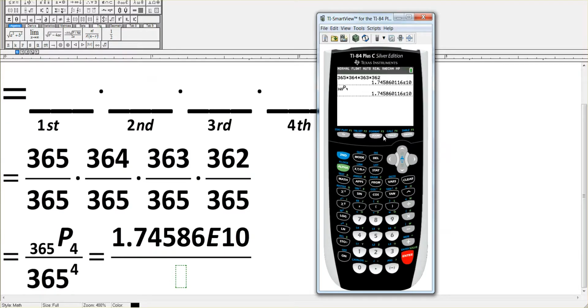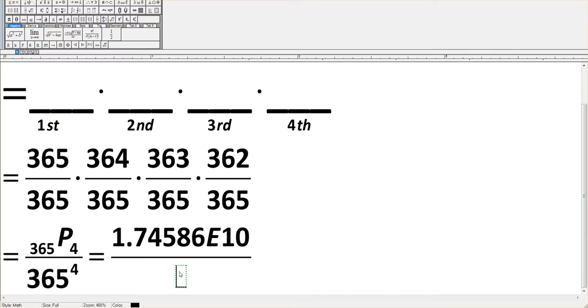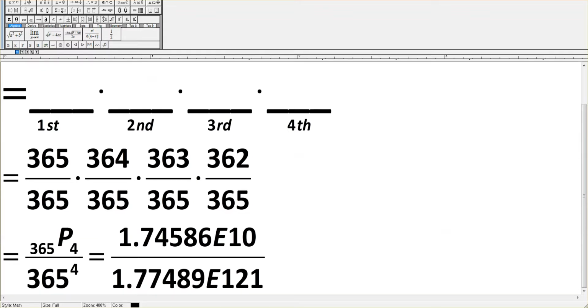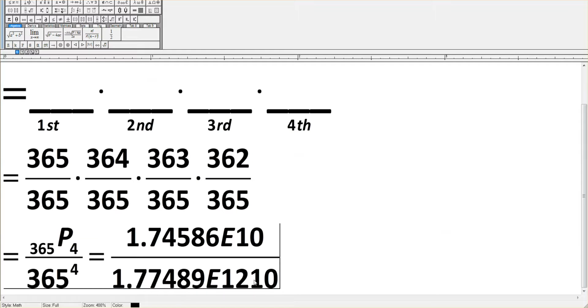See? So if you have a larger number in your problem and you don't want to sit there and type 365 times 364, blah, blah, blah, then you can just use the permutation notation. It's the same answer. Now I need to divide that by 365 to the fourth, which would be 1.77489E10.